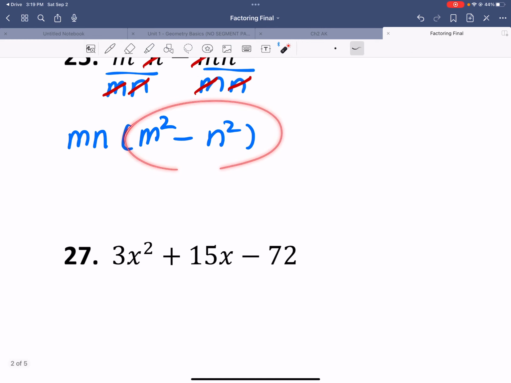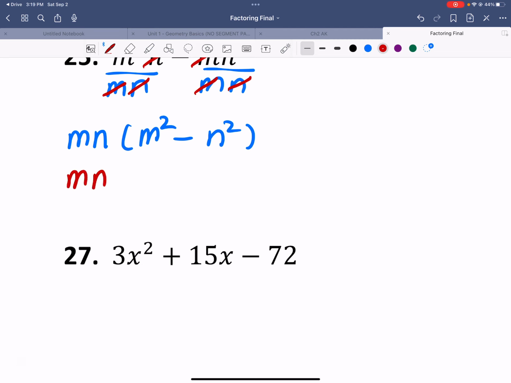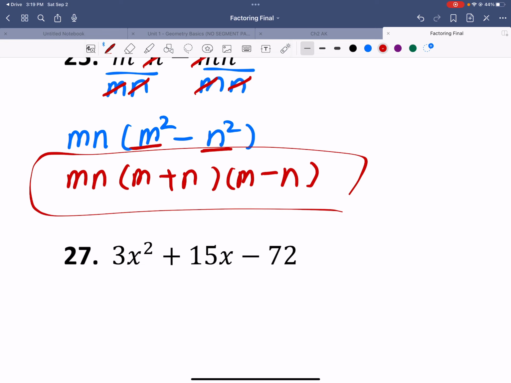Yeah, how can I factor this one? It's a piece of cake. Set up 2 parentheses. Positive, negative. Something times something gives you m squared. M times m. Something times something gives you n squared. N times n. Oh, so easy, right?